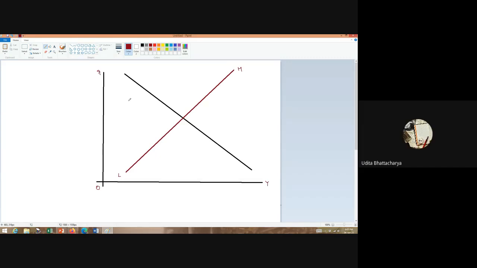What I'm saying is that the intersection of the demand and supply curve gives the equilibrium rate of interest and income. This point gives the equilibrium rate of interest over here and Y over here. That is very clear. But suppose we are at some point over here.